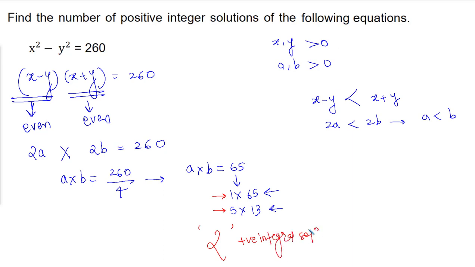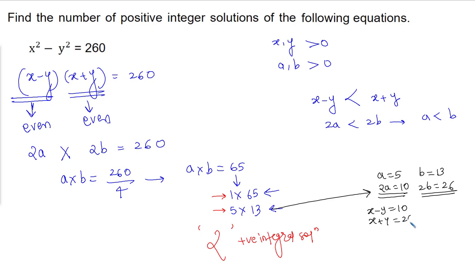Now you must be wondering which solutions these are. Let me show you one of the solutions. Let's take this condition. Here a is equal to 5, so 2a is equal to 10. Here b is equal to 13, so 2b is equal to 26. 2a is equal to 10 means x minus y is equal to 10, and 2b is equal to 26 means x plus y is equal to 26. If we add these two equations, 2x is equal to 36, x is equal to 18, and y is equal to 8. So (18, 8) is one of the possible solutions.